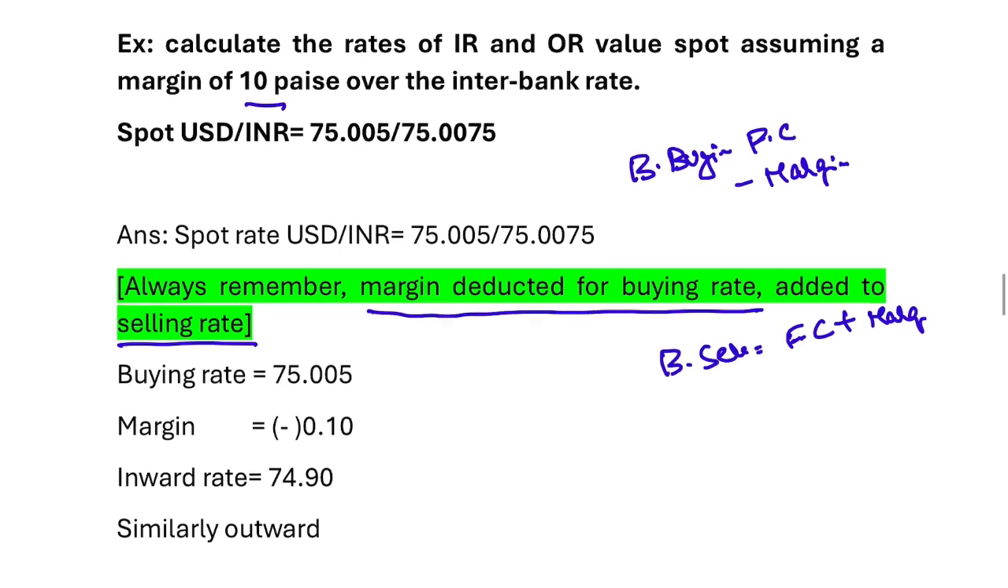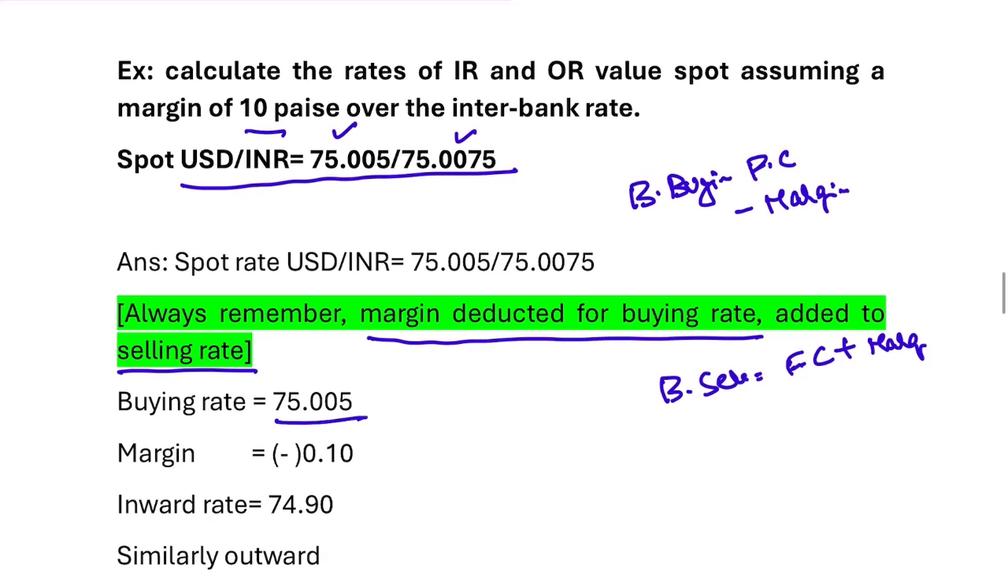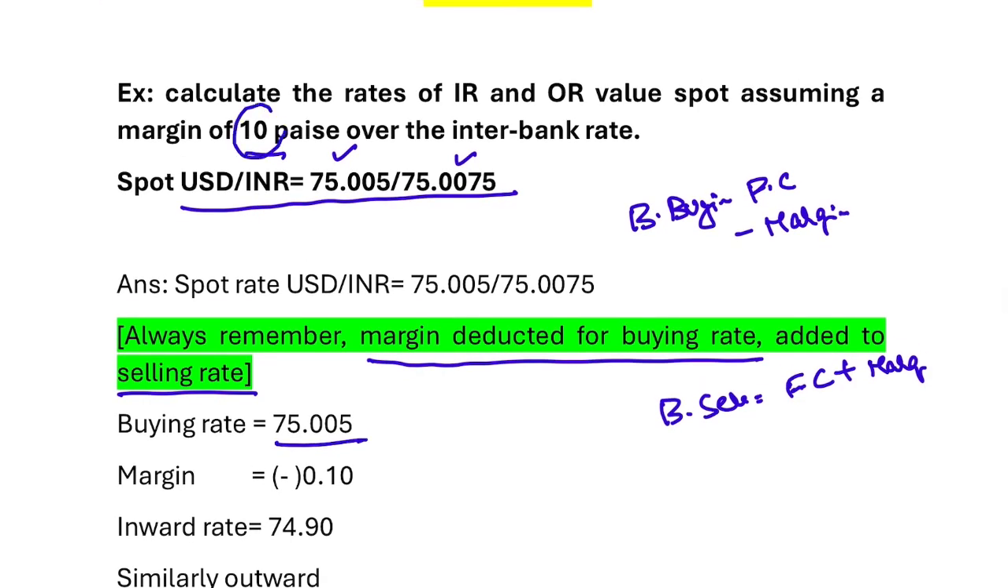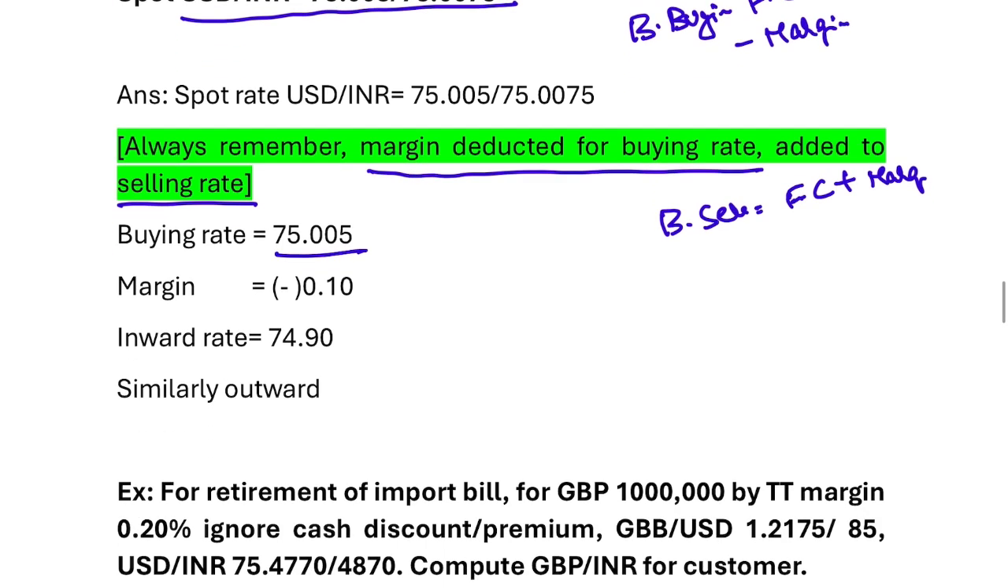Got it? See, they have given the spot rate, USD by INR. This is the spot, this is the buying rate, and this is the selling rate. Inward remittance means what? Buying rate. We are purchasing. Foreign currency inflow means purchasing. That is the buying rate. In the buying rate, what do we have to do? They have given the margin, which is 10 paisa. We have to minus the 10 paisa. So 75.005 minus 0.10, the value is 74.90. They have asked for that only.